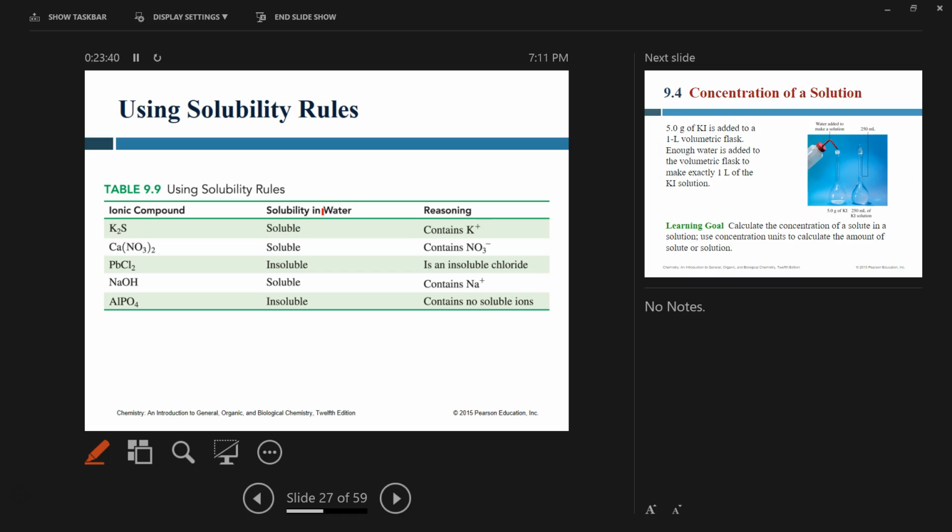So knowing these solubility rules, you can quickly determine, for instance, that potassium sulfide is soluble, since it contains potassium. Calcium nitrate is soluble, since it contains nitrate. Lead(II) chloride is insoluble because it's, well, lead. Sodium hydroxide, everything sodium is soluble. And aluminum phosphate is insoluble, because aluminum, not everything soluble, and phosphates, not everything soluble. That makes sense?